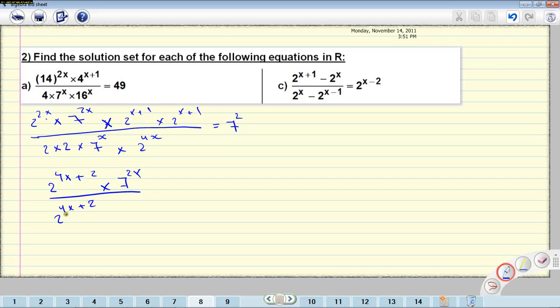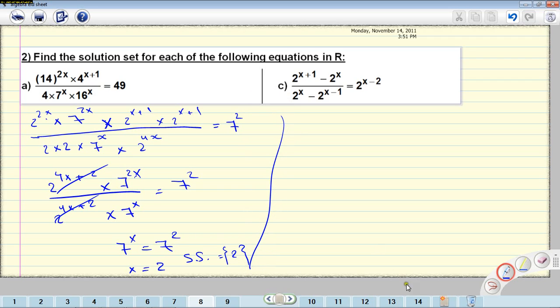It's not 6x. 2 to the power of 4x plus 2 times 7 to the power of x. The answer is 7 to the power of 2, and this will be cancelled with this, and 7 to the power of 2x over 7 to the power of x, which is 7 to the power of x equals 7 to the power of 2. So x equals 2, and the solution set is 2.